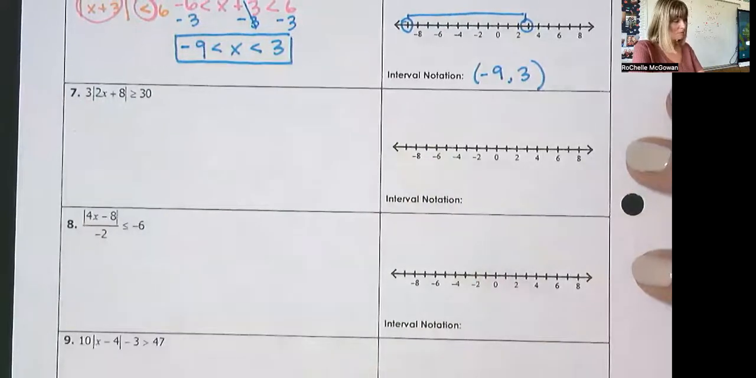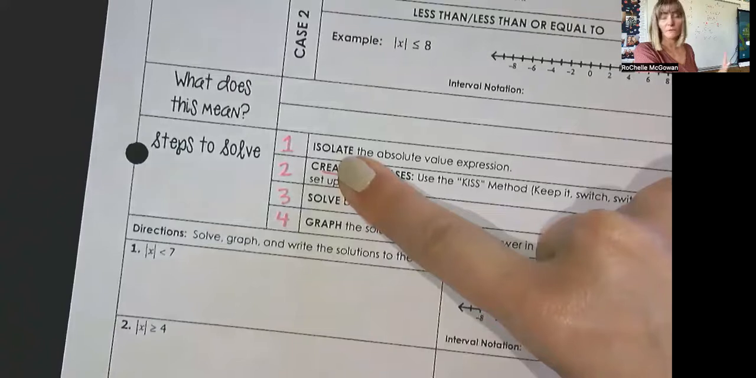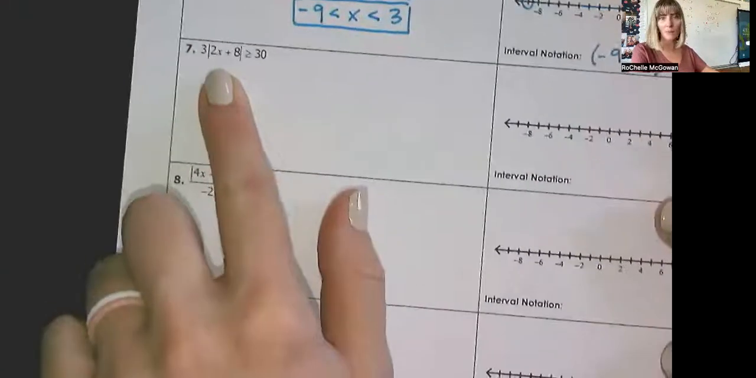So guess what I have to do? I have to isolate the absolute value first. I'm not going to distribute it. That would be very weird because these aren't parentheses and that's not what that means.